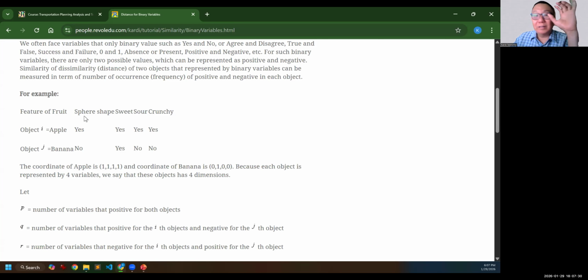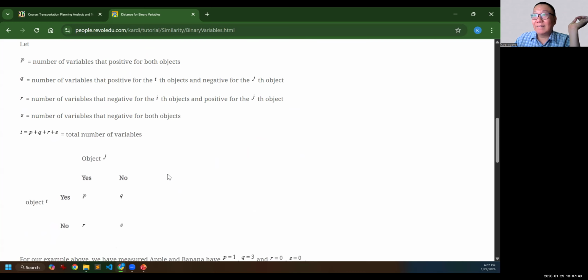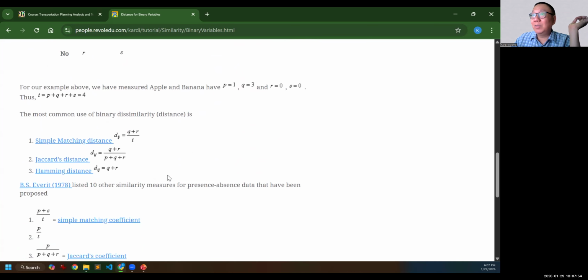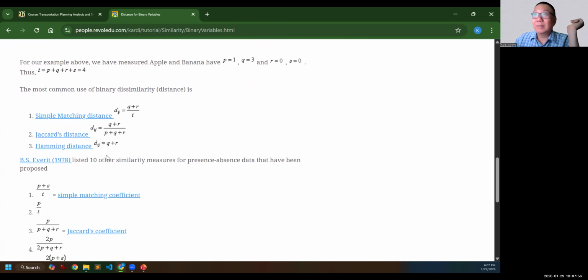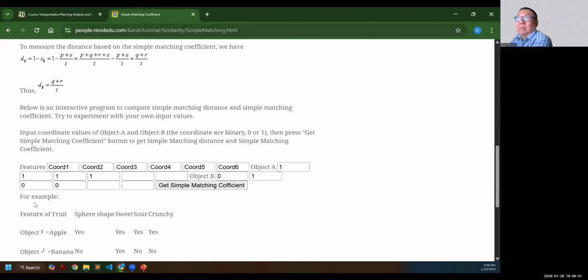Yeah. Is the shape sphere? Yeah, yes or no? Is the taste sweet, sour, crunchy? So yes or no? Yeah. Yes mean 1. Yeah. No means 0. So you create coordinate. Okay. So based on that coordinate, then you can compute the distance.